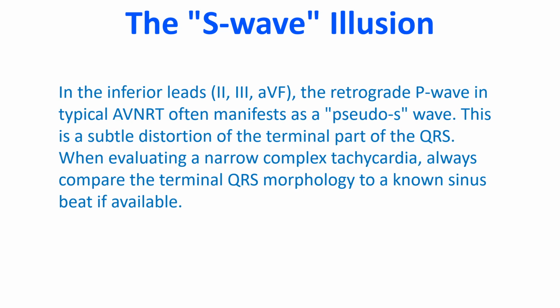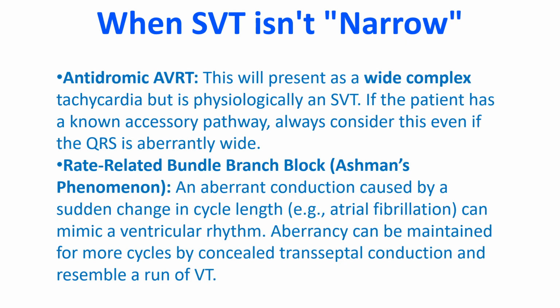When evaluating a narrow complex tachycardia, always compare the terminal QRS morphology to a known sinus beat if available, that is a previous ECG with sinus rhythm. If you compare the terminal portion of the QRS, you can identify the difference. There are also situations in which a tachycardia of supraventricular origin can have a wide QRS, antidromic AVRT. This will present as a wide complex tachycardia but is physiologically SVT. If the patient has an accessory pathway, always consider this even if the QRS is aberrantly wide.